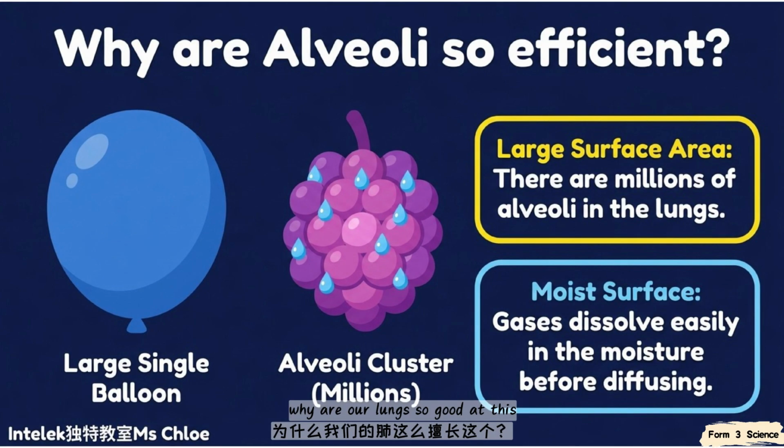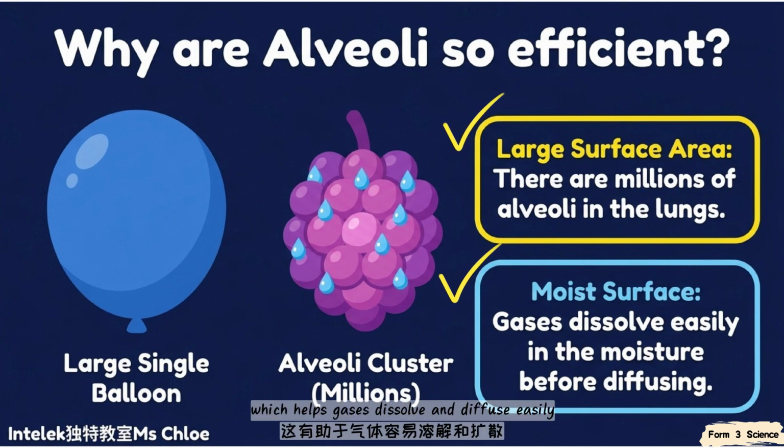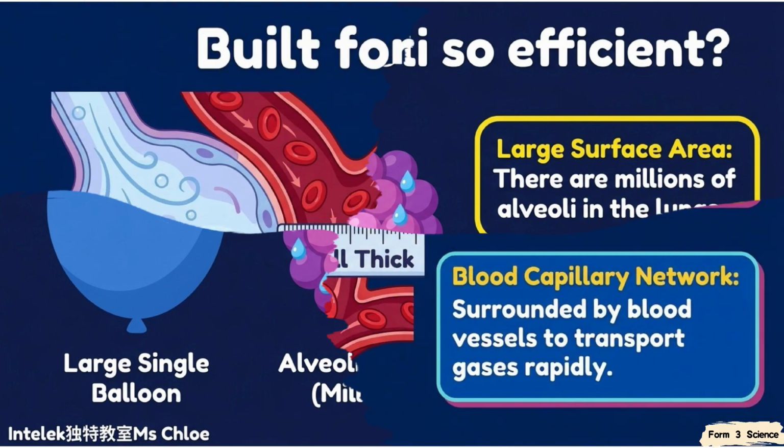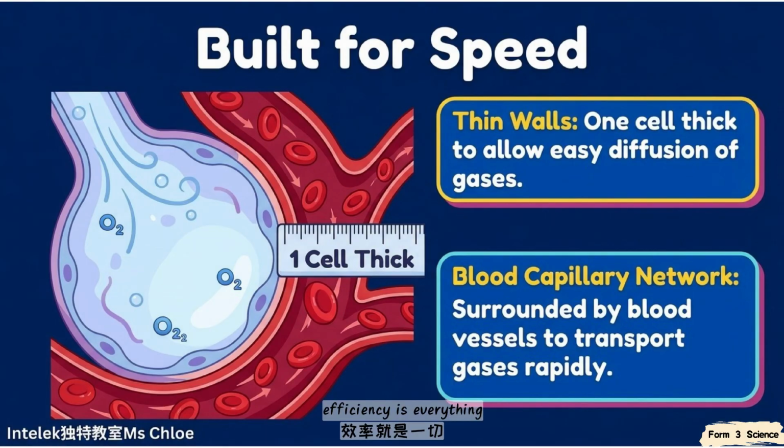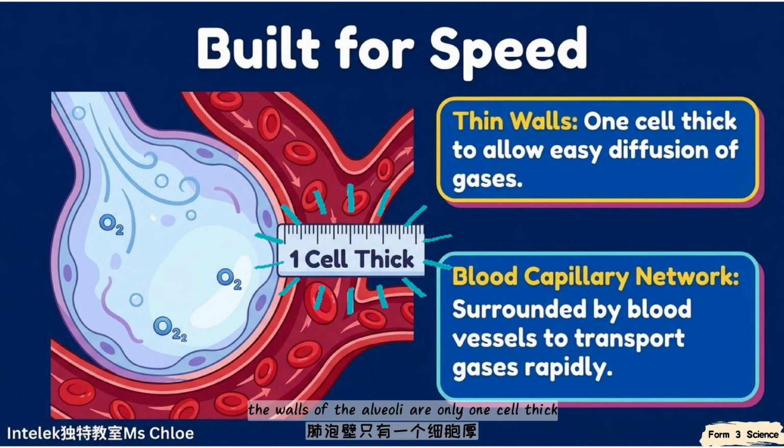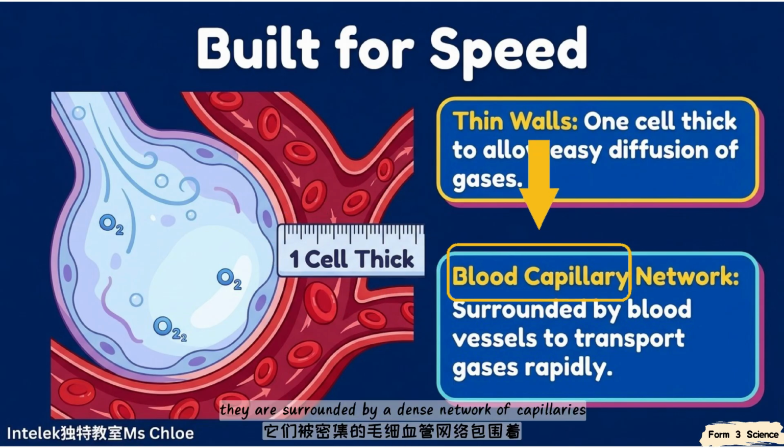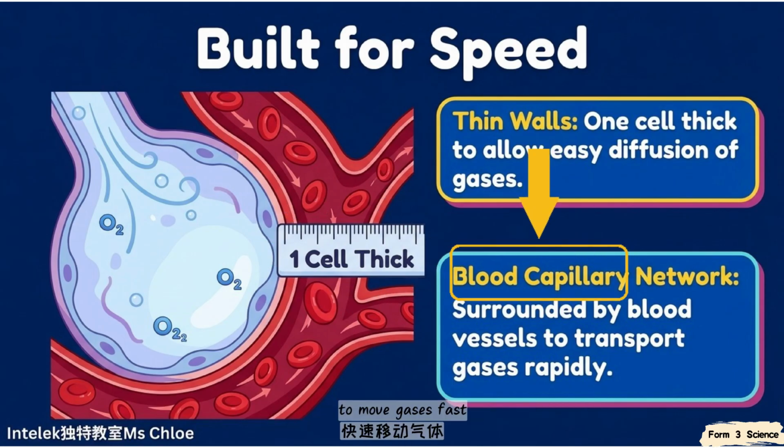Why are our lungs so good at this? First, we have millions of alveoli, providing a large surface area. Second, the surfaces are moist, which helps gases dissolve and diffuse easily. Efficiency is everything. The walls of the alveoli are only 1 cell thick, allowing for very easy diffusion. Plus, they are surrounded by a dense network of capillaries to move gases fast.